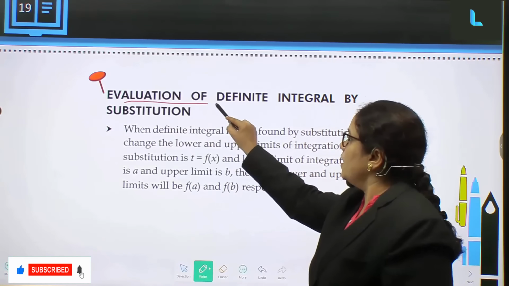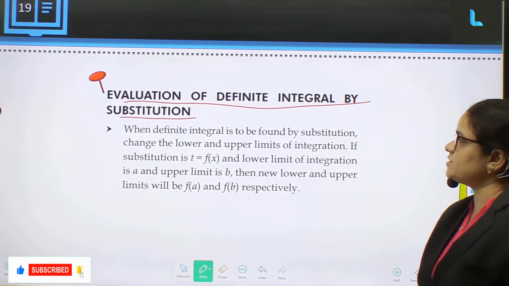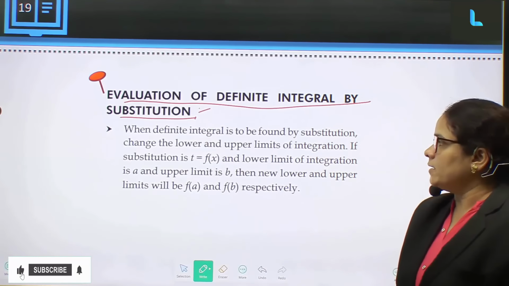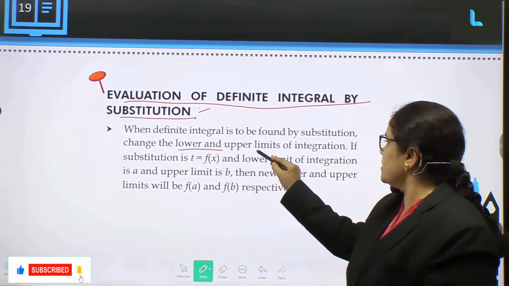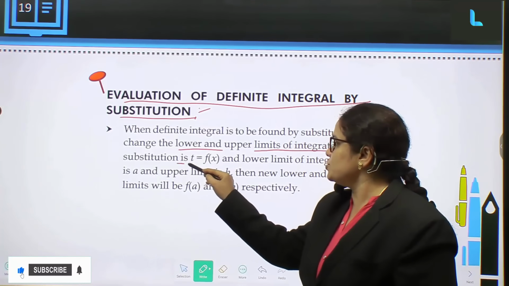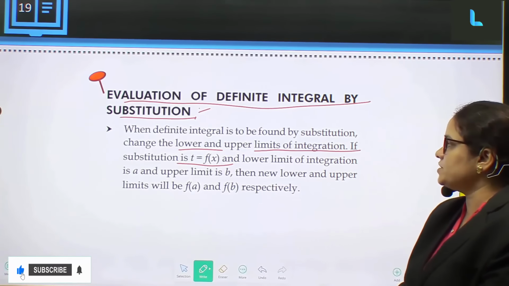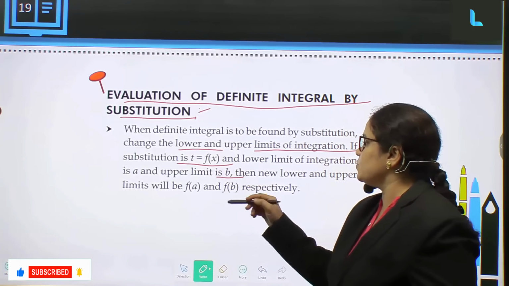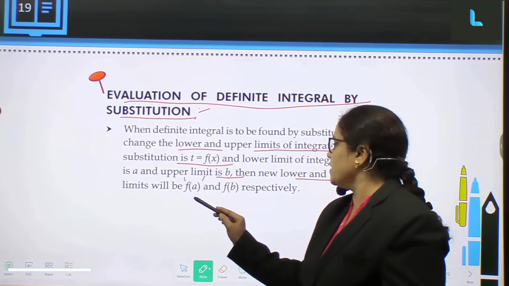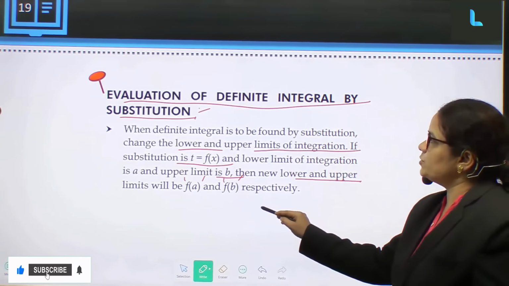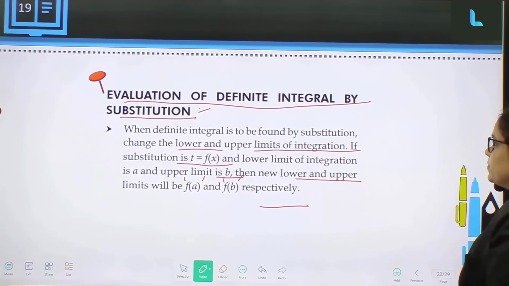Next one is evaluation of definite integral by substitution topic. When definite integral is to be found by substitution, change the lower and upper limits of integration. If substitution is small t equal to f of x and the lower limit of integration is small a and upper limit is small b, then new lower and upper limits will be f of a and small f of b respectively. So, this is the evaluation of definite integral by substitution topic.